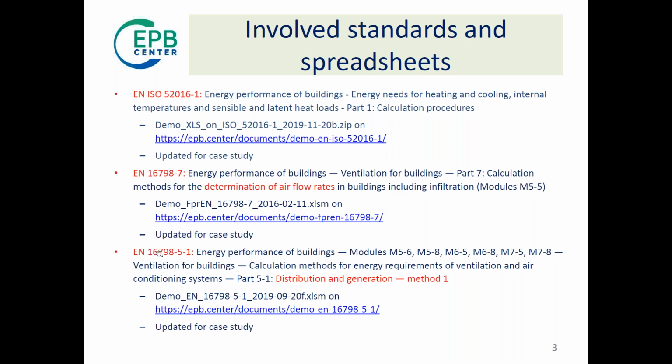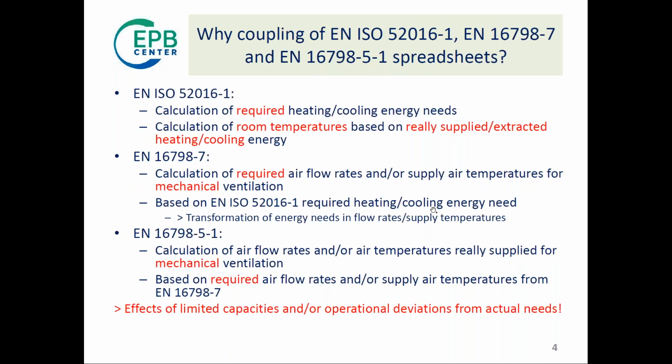And we have 16798-5-1, which calculates distribution and generation of ventilation systems. When we talk about generation, we mean the air handling unit, but I'm going to show that later on. The spreadsheets of all three standards, of course, can be found on the EPB Center homepage, but all of them have been updated for this case study. So there have been some little changes to make this connection possible.